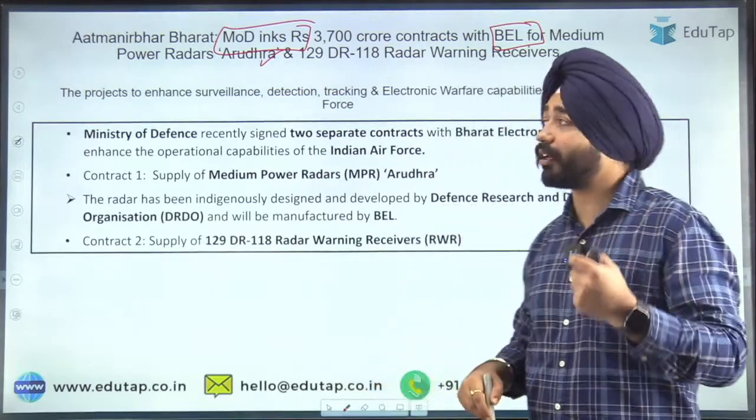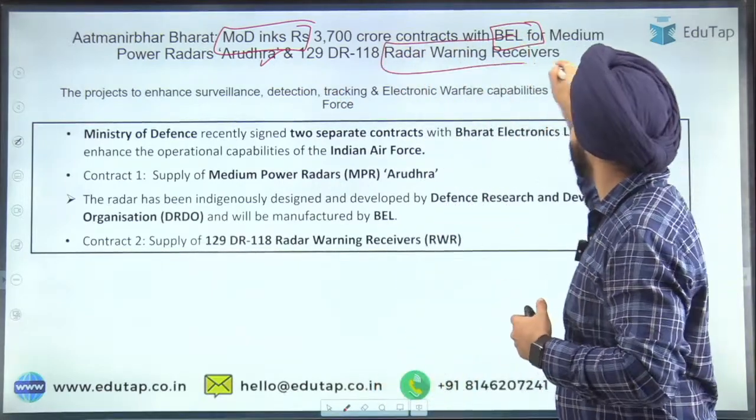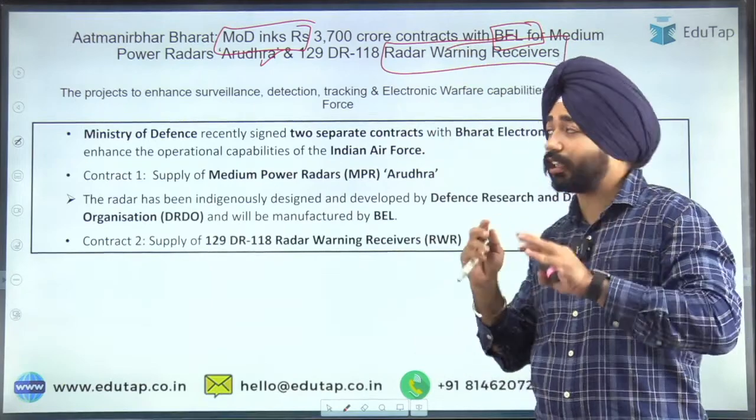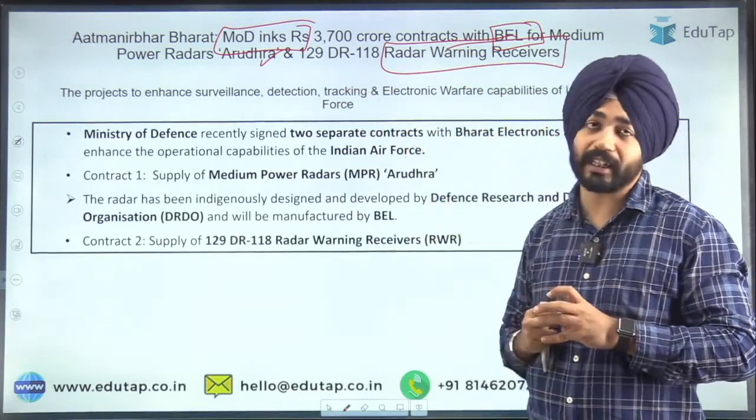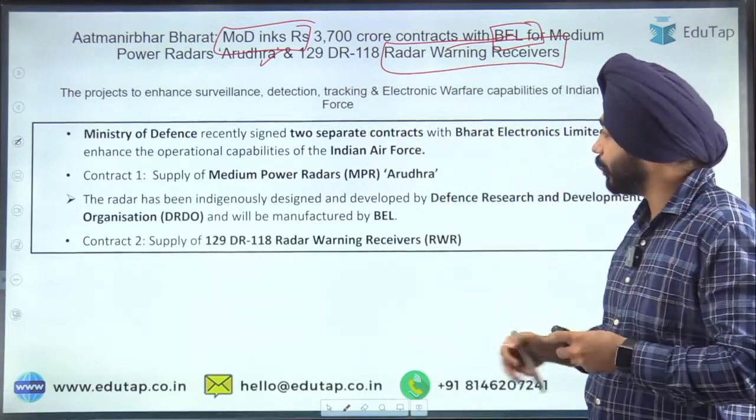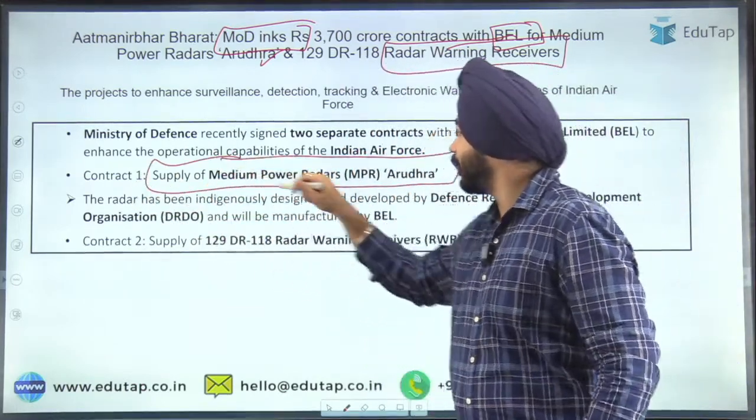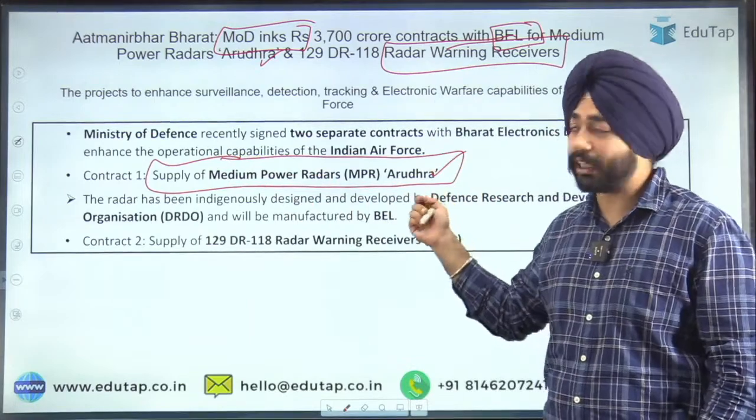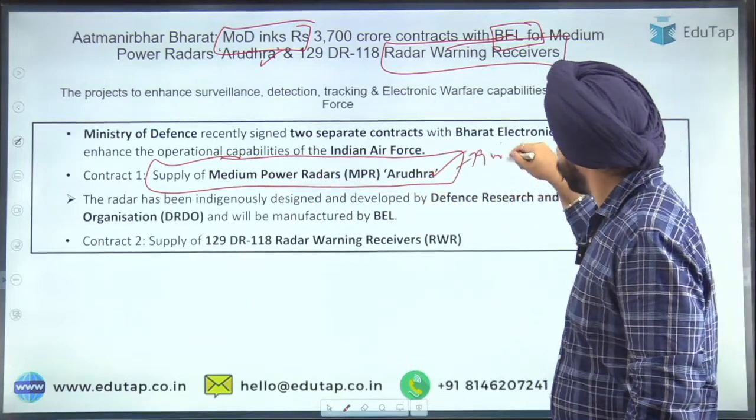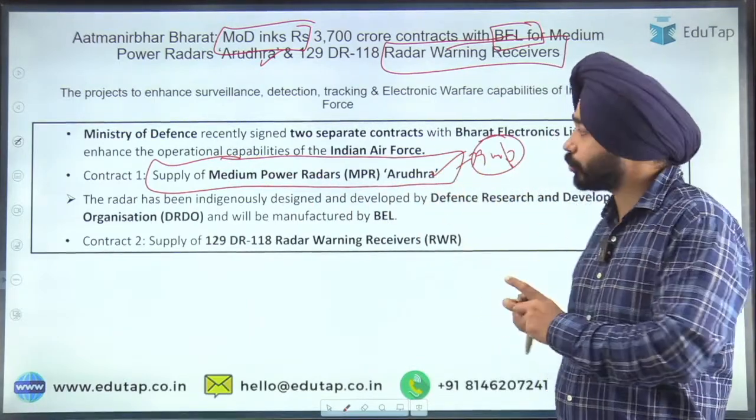Arudra, that is medium power radar along with the radar warning receiver. For this purpose, the MOU has been signed by the Ministry of Defence with BEL. Now, as we are discussing, the supply of medium power radars. These radars are named Arudra. That is the important thing here. We can see that even in the option also, that is Arudra.